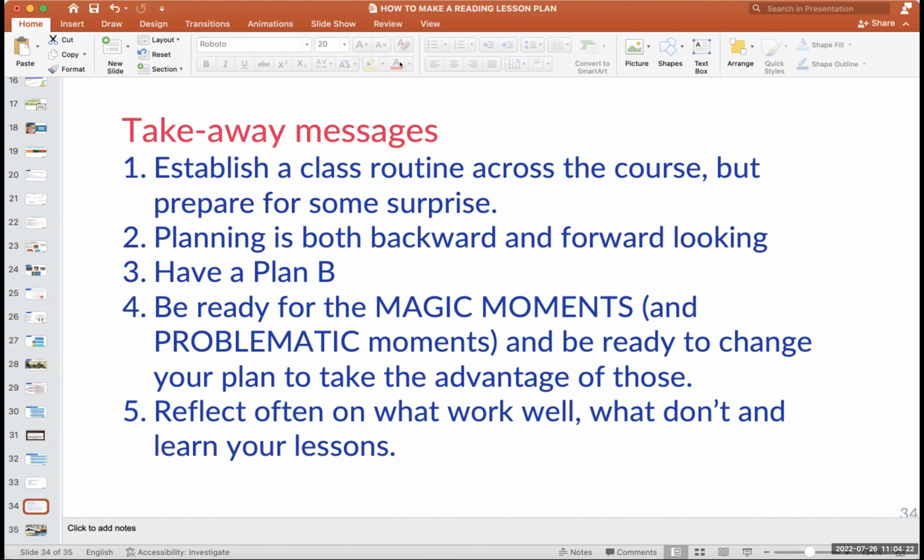And finally, like Thu said, after we finish, we reflect on what worked well and what didn't, and learn our lesson, and we just improve our lesson. We understand our students more, and then we improve our lesson for the better, and then we just hope for more magic moments to happen.